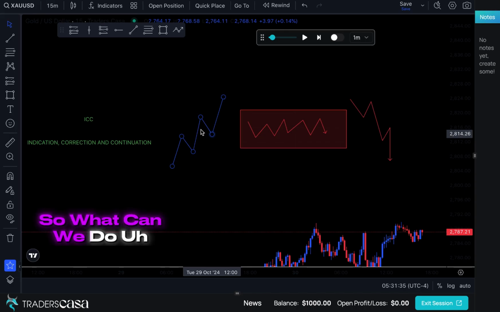So what can we do? Now that this low has been broken, we are going to wait for price to come back into the zone and close outside, and then we can take a sell to the downside. You understand? So that's what we are going to wait for now.